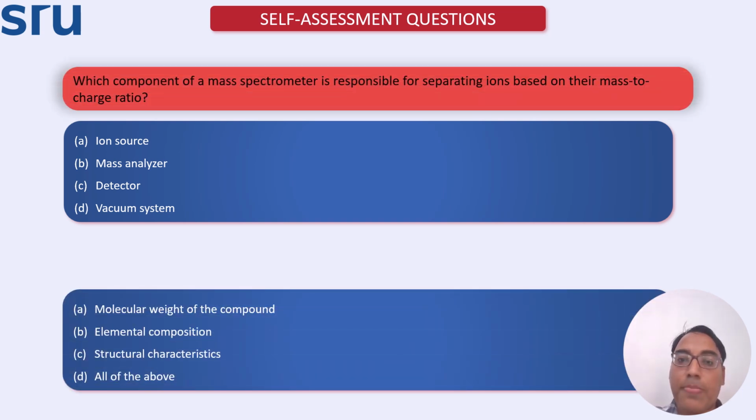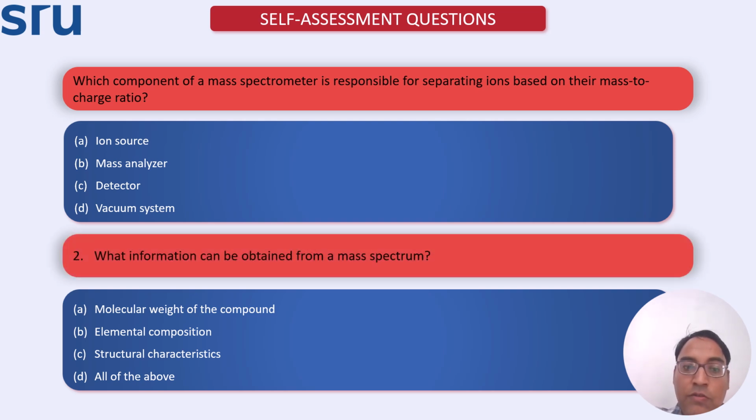Tell me the right answer. Each component of a mass spectroscope is responsible for separating ions based on their mass to charge ratio. Very simple detector. What information can be obtained from a mass spectrum?